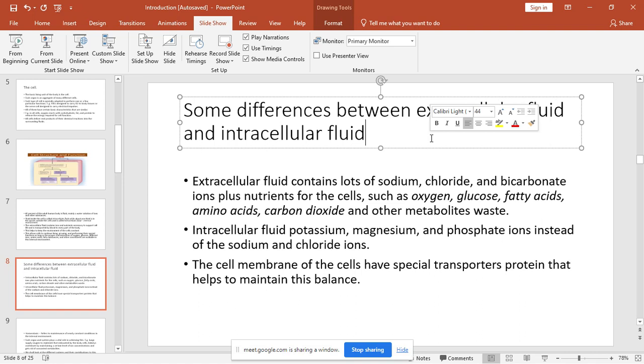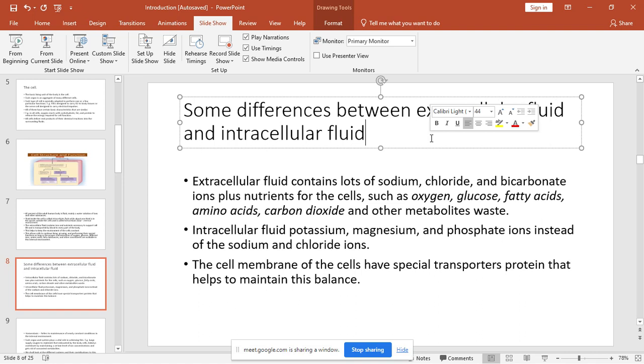Okay, so moving on. Just to give you an overview, between the intracellular and extracellular fluid there are some differences. And what are the differences? I'll tell you why we are talking about it. In the extracellular fluid, which is the fluid outside the cell, you are going to find a lot of sodium, chloride, bicarbonate, and other nutrients, such as oxygen, glucose, fatty acid, amino acid, carbon dioxide, and other metabolic waste.